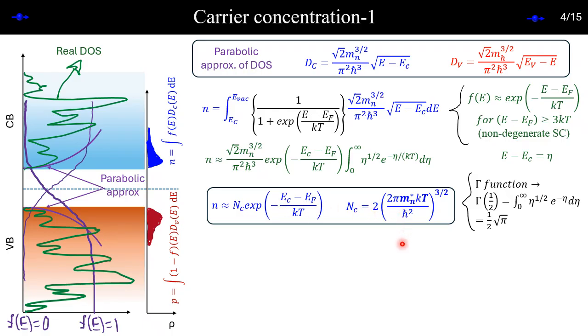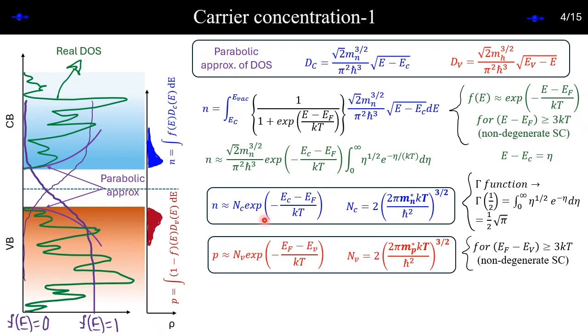Yes. The same thing we can do for holes. What are the things we'll do for holes? The integration limit should be EV to minus infinity, and here the Fermi function should be 1 minus Fe. We will not do it; I just write down the final expression. The expression will look similar.